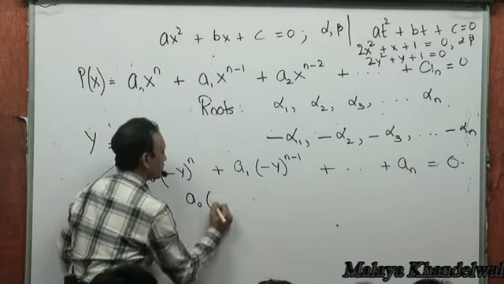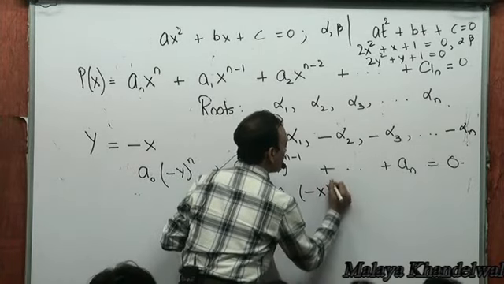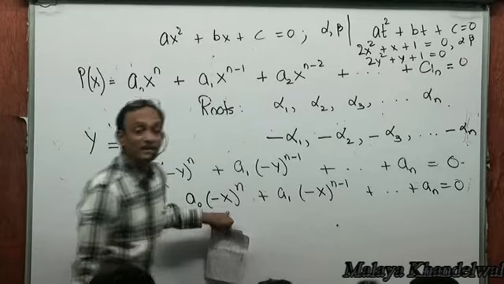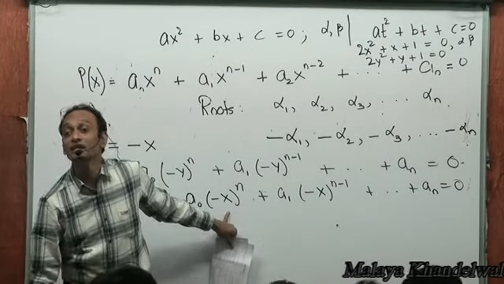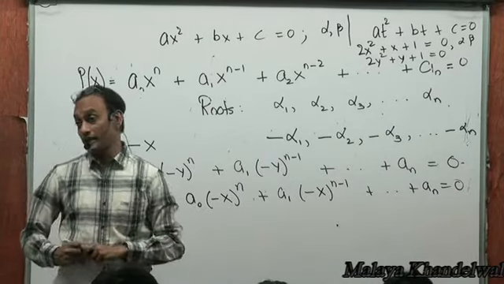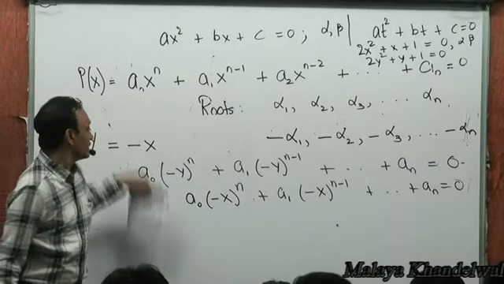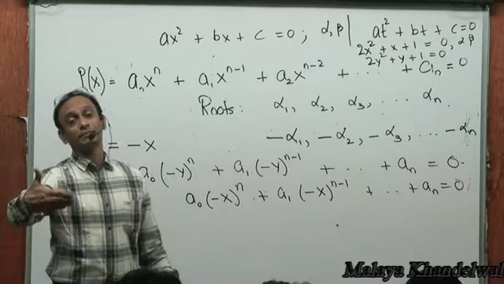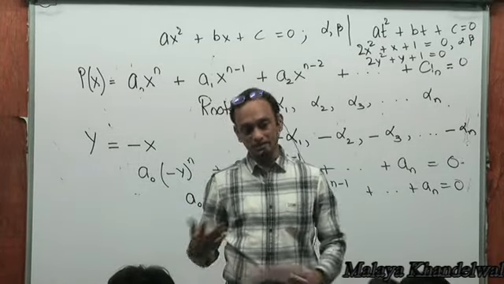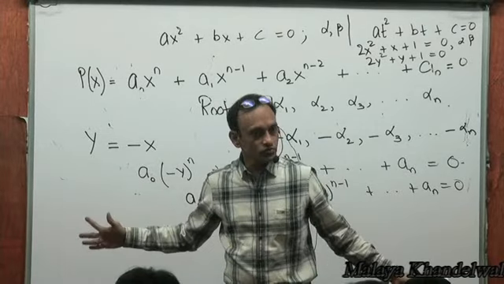So a naught into minus x to power n plus a1 into minus x to power n minus 1 plus and so on till an equal to 0 will give you roots minus alpha 1, minus alpha 2, minus alpha 3, minus alpha n. So if there is a polynomial and you are seeking a polynomial whose roots are negative of those roots, then just replace x by minus x. You end up getting a polynomial whose roots are negative of the roots of the given polynomial. Yes or no? All of you understand this transformation? No issues with this, right?